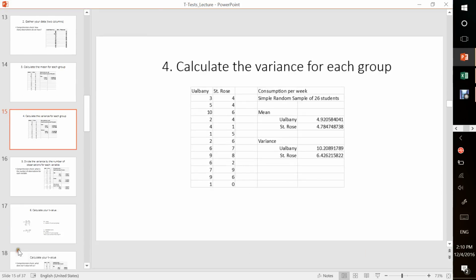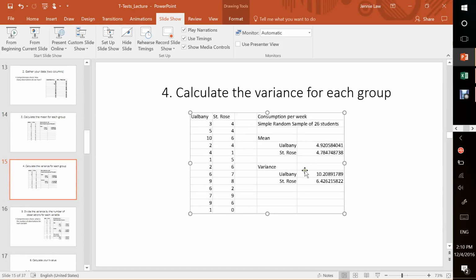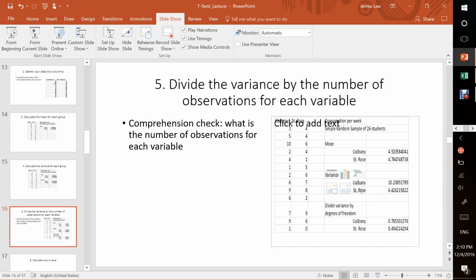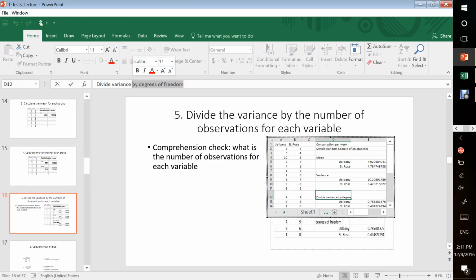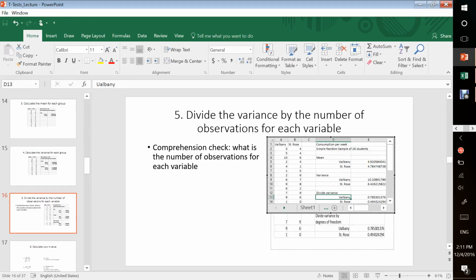Your next step is going to be to divide the variance for each group by the number of observations for each variable. Now, the reason that we're dividing by the number of observations for each variable instead of our degrees of freedom here, which is what it says in our sheet, is because by using the var.s function in Excel, you're actually already incorporating the degrees of freedom in this calculation.